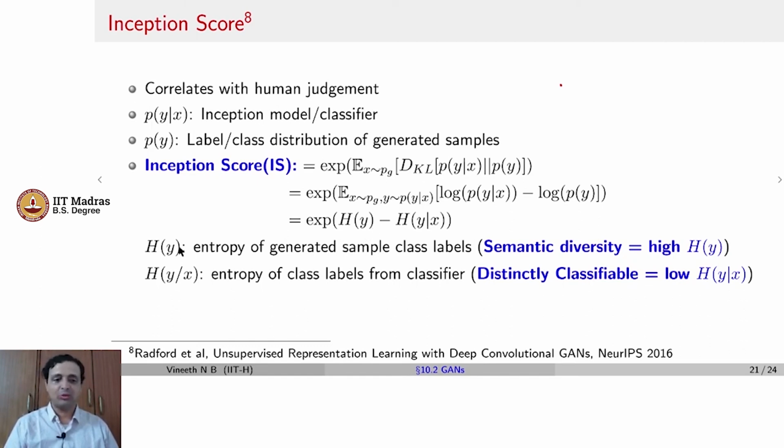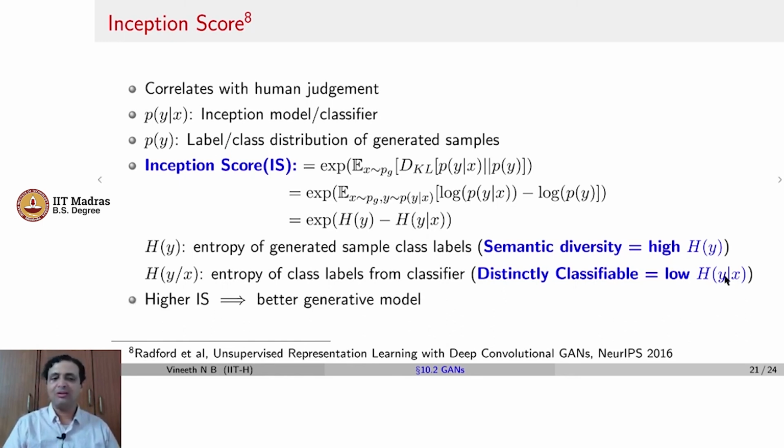What are these quantities? H of y is the entropy of generated sample class labels. Remember, semantic diversity would mean that you have a high H of y entropy, so you're generating samples from all different classes. A high entropy means equally distributed class labels in your generated data distribution. And H of y given X is the entropy of class labels from the classifier for different data points. If it's distinctly classifiable, H of y given X will be very, very low, which means one class label will dominate the output of the softmax activation function rather than all labels.